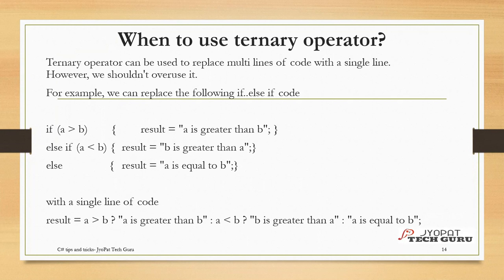As you can see in the example, if A is greater than B, I am giving the result as A is greater than B. Else if A is less than B, result is B is greater than A. Else result equals A is equal to B. The same set of if conditions can be represented with a single line of code using this: A greater than B, question mark, A is greater than B, colon. In the second expression, we write the condition. If this condition is true, it is going to return B is greater than A. Otherwise, A is equal to B.